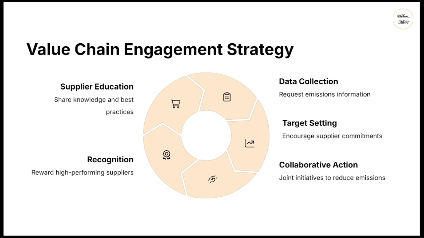Then you need to focus on target setting. Encourage key suppliers to set their own science-based or absolute reduction targets, aligning their goals with yours to drive collective progress. Don't forget to recognize success, and also look for opportunities for collaborative action. Partner with suppliers on joint initiatives like energy efficiency upgrades or low carbon logistics to achieve shared emission reduction goals.